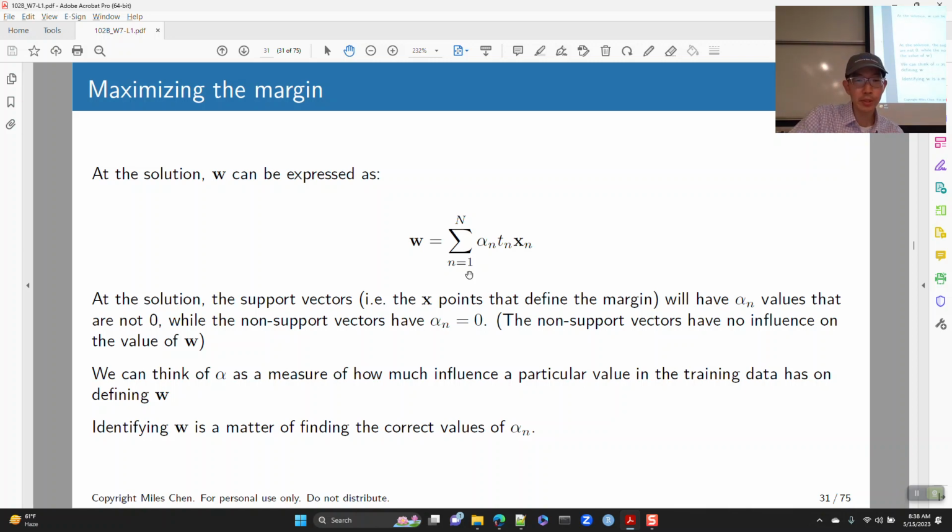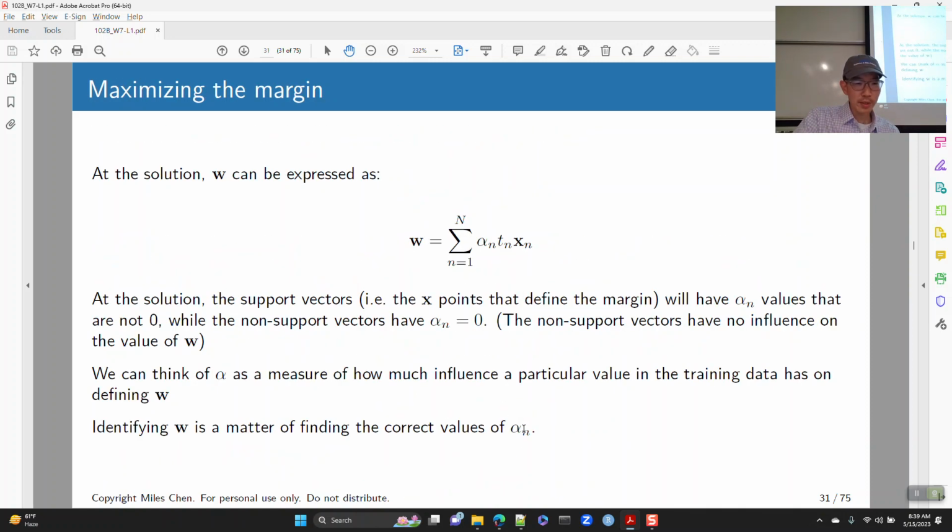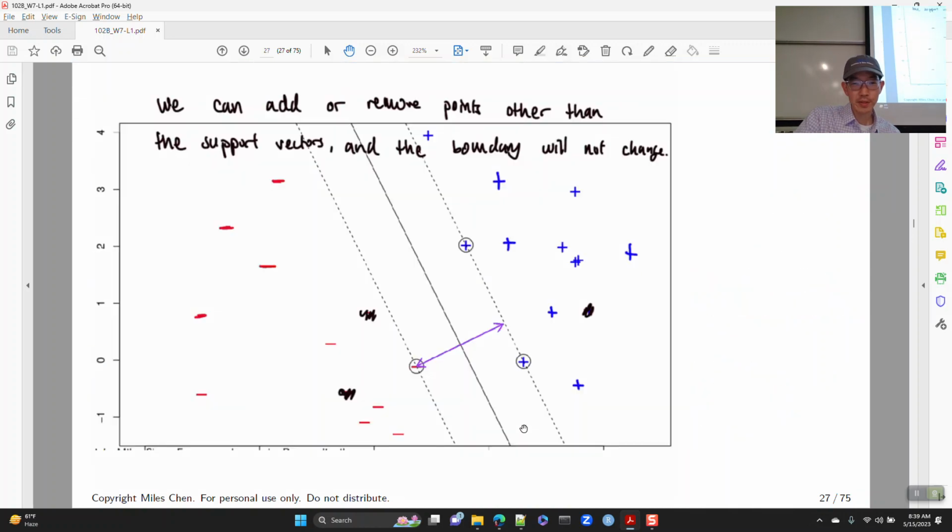Okay, so now we can think of alpha as a measure of how much influence a particular value in that training data has on defining W, right? And so right now it's just basically those 3 points. They each have, I think, an alpha of 1, okay? And they define W, and then everything else has no influence. And so W becomes a matter of finding the correct values of this thing, okay? And that's going to give us this maximum margin classifier. So that's where we start.